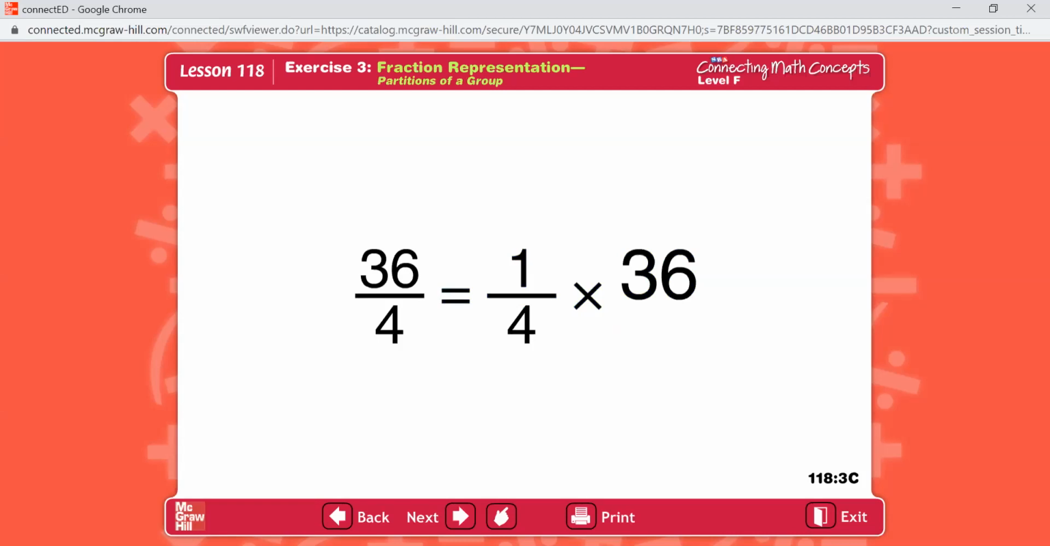We can rewrite 36/4 as 1/4 times 36. Read this equation. 36/4 equals 1/4 times 36. Your turn. In part A, rewrite 15/5 as a fraction times 15. You should have 1/5 times 15. Now do 38/2. Rewrite that as a fraction times 38. You should have 1/2 times 38.